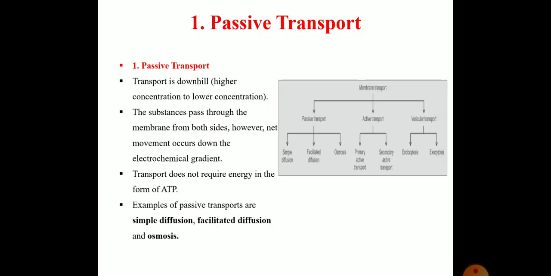The first one is passive transport. Passive transport is a type of transport that is downhill. So passive transport occurs from high concentration to low concentration. The substances pass through the membrane from both sides. However, net movement occurs down the electrochemical gradient. Transport does not require energy in the form of ATP. So the passive transport doesn't require energy in the form of ATP. Important point to remember. Then the examples of passive transport are simple diffusion, facilitated diffusion and osmosis.